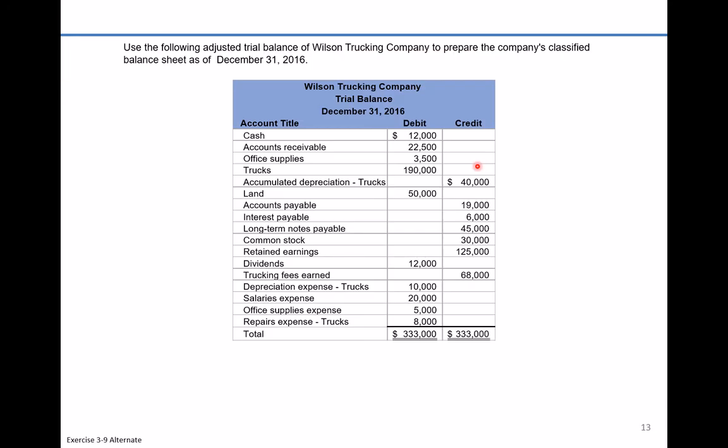We were presented earlier with Wilson Trucking Company's adjusted trial balance, where we picked up the information on the lower half of the trial balance to complete the income statement and the statement of retained earnings. Now we'll use the top half of the information to put together the balance sheet.